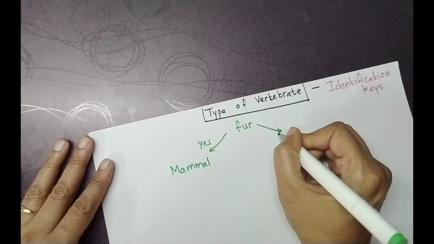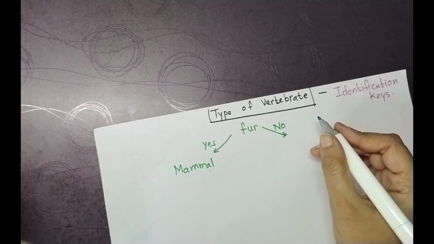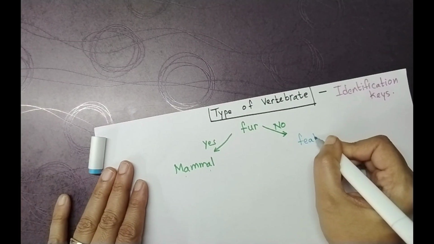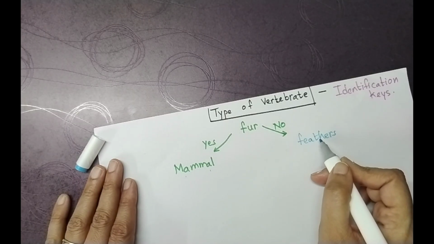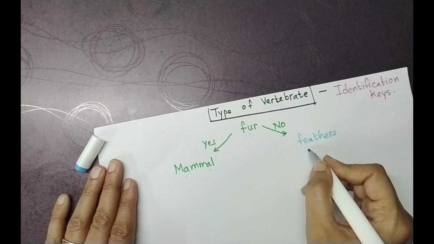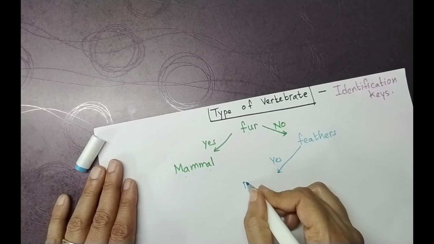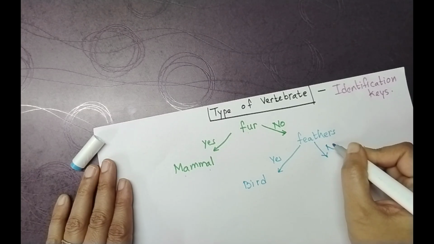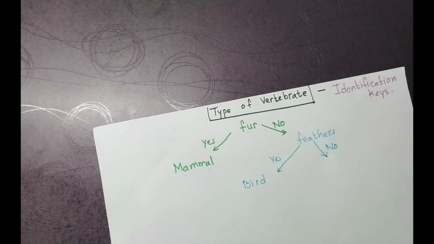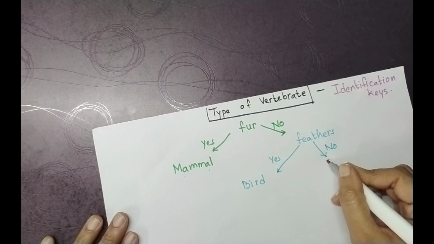If no, if the answer for this is no, then we have to check whether it has feathers or not. Now after checking for mammal, after checking for fur, we are checking for feathers. Now if it is yes, then of course it is a bird. And if the animal does not have feathers, then what will we check now? Now we will check whether it has smooth and wet skin.